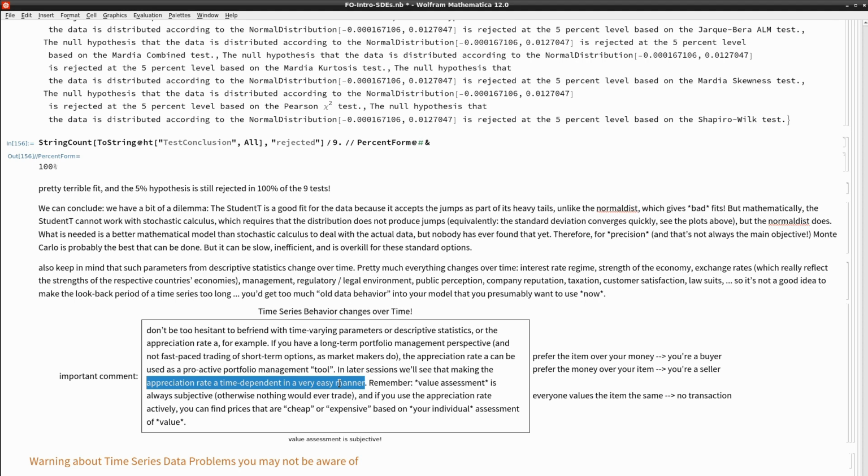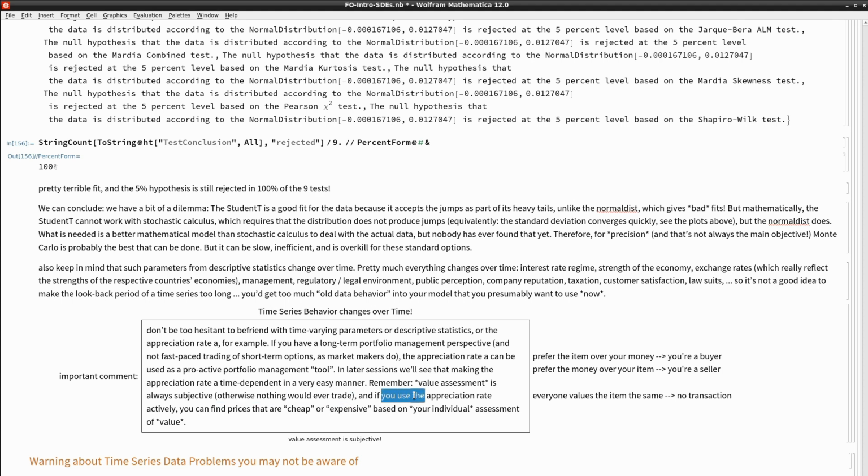So time dependent is not a problem, right? But it has to be only time dependent. And I point out that value assessment is inherently subjective. And that's why it's also possible to make this part of the appreciation rate estimation, because everyone has different future expectations and everyone values value differently, right? Otherwise there would be no trade.